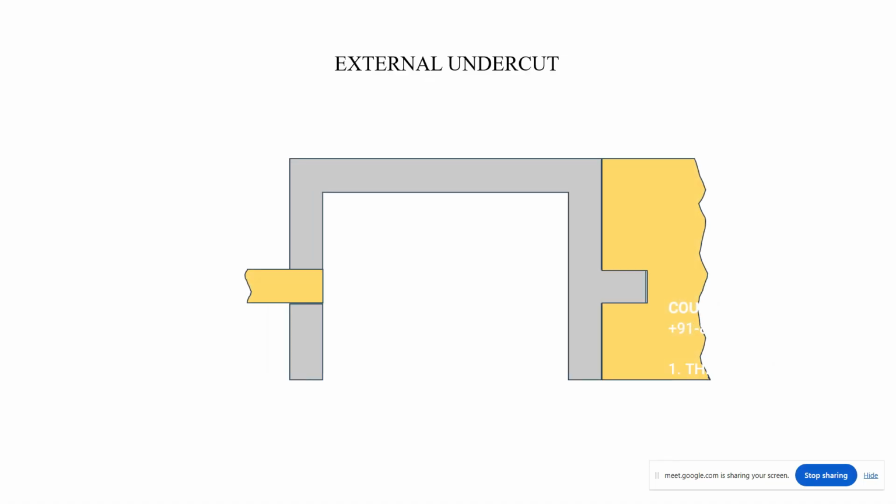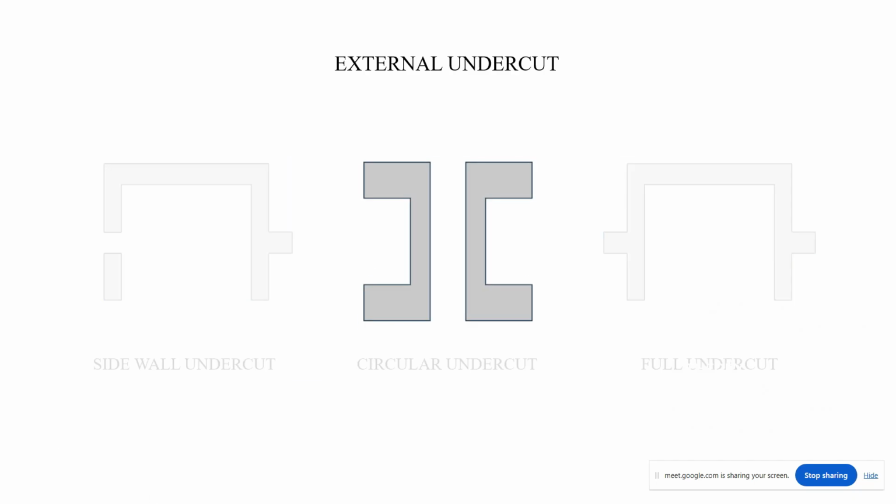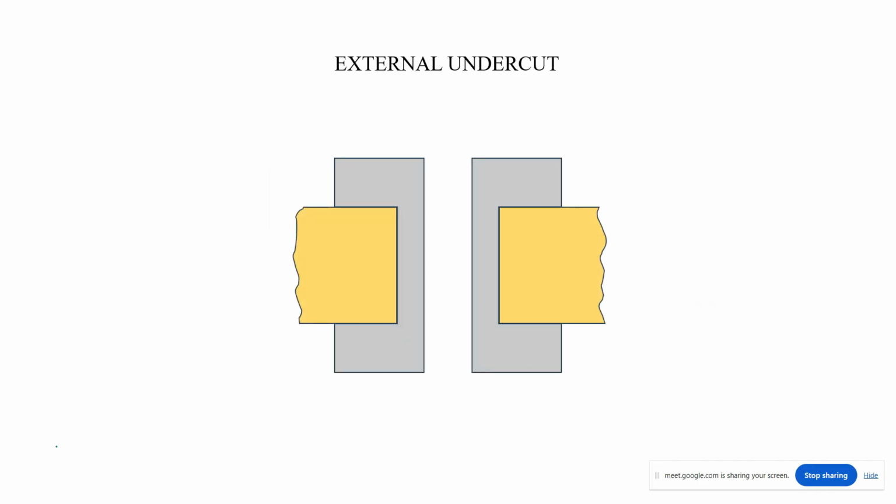For this type of undercut, like the side wall undercut, we have to use the slider mechanism or the pin system, and this pin is further connected with the slider or the side core. Then that side core will be actuated by the spring or the cam pin, and the same mechanism applies for this, right?